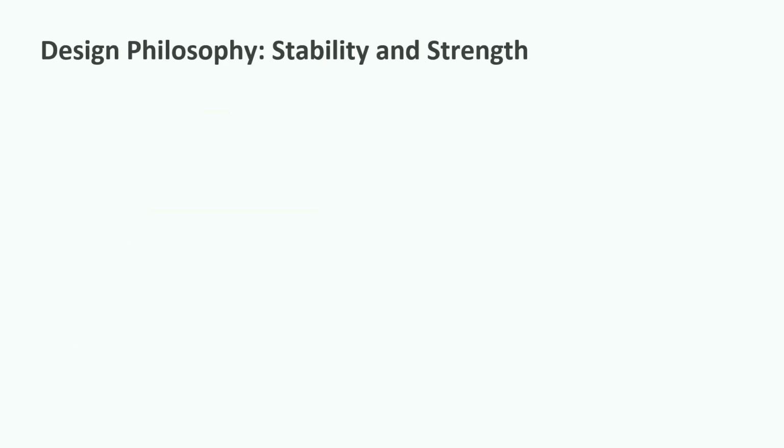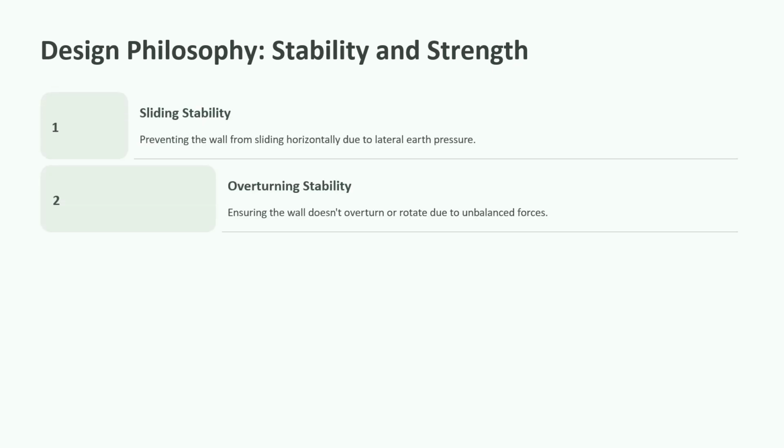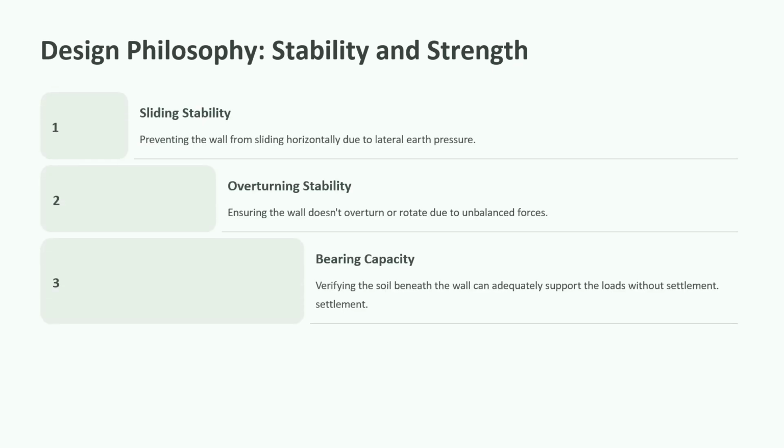Now that we've identified the forces acting on retaining walls, let's discuss the principles behind their design. A retaining wall must satisfy two main criteria: stability and structural integrity. For stability, the wall must resist sliding, overturning, and bearing capacity failure. Each of these checks ensures that the wall won't shift, tip over, or sink under its own weight and the forces acting on it.